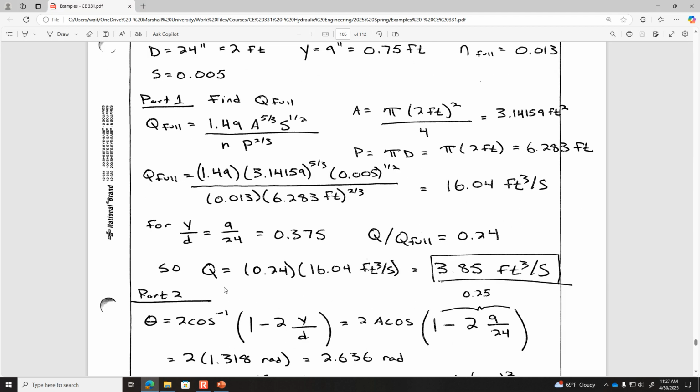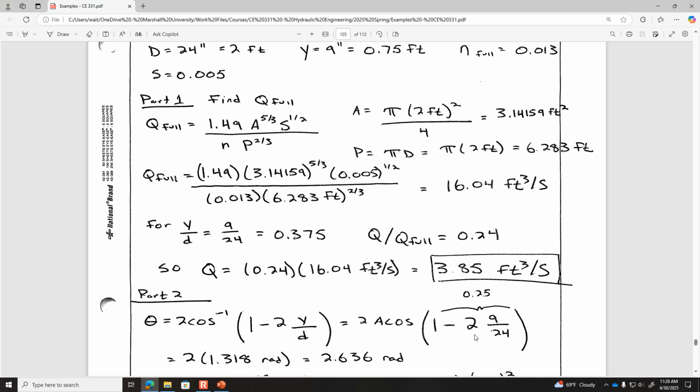So let me just pull that up here. So this is the formula that the angle in radians is 2 times the arc cosine, and what's in the brackets here is 1 minus 2 times the depth divided by the diameter. So 1 minus 2 times 9 divided by 24. The inside of that parentheses ends up being 0.25, because it's 1 minus basically 0.75. So what's left over is 0.25.